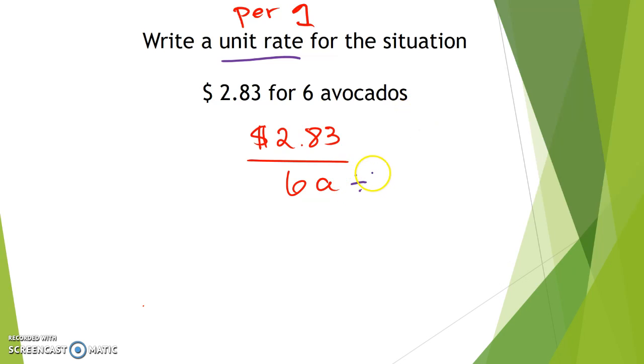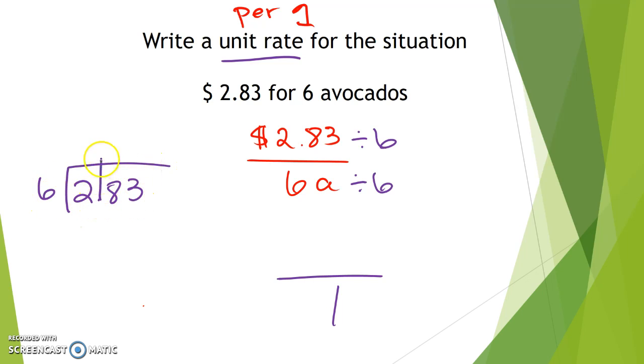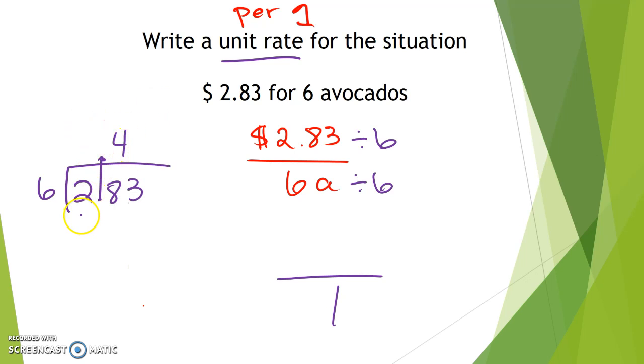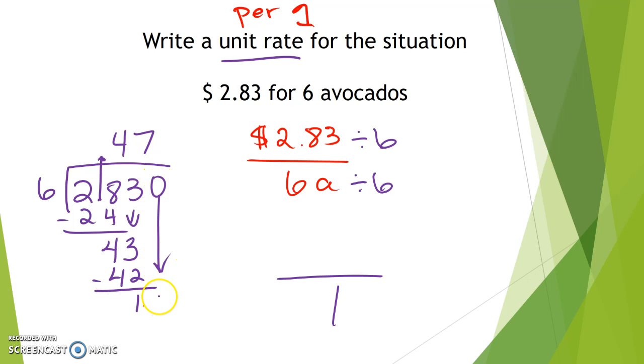So I'm going to find the unit rate by dividing both numerator and denominator by 6. Because we want that denominator to be a 1. So I'm going to take this $2.83 and I'm going to divide that by 6. We bring our decimal straight up. 6 can go into 28 about 4 times. So that would be 24. We have 4 left over. Bring down your 3. Then 6 can go into 43 about 7 times, which would give us 42. And now here we have a remainder. In order to continue dividing, we need to put in a 0 there, bring it down.